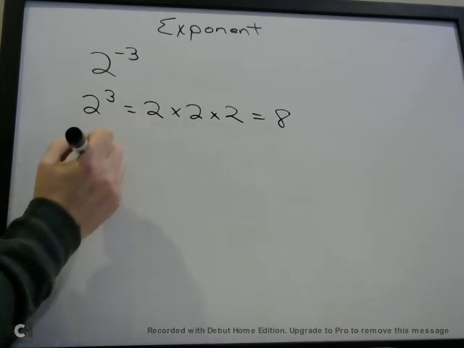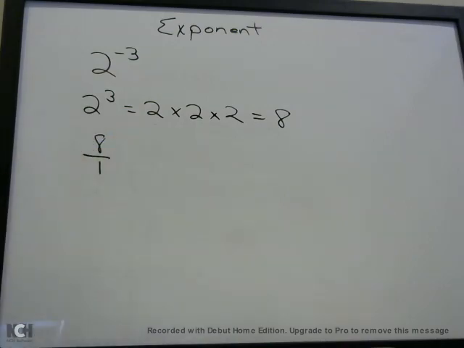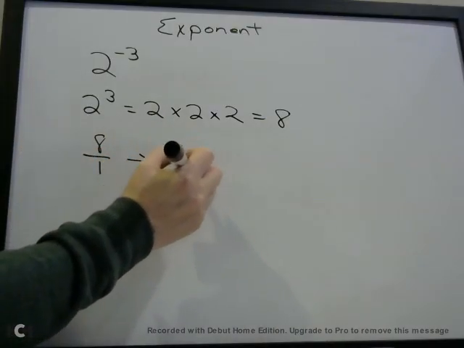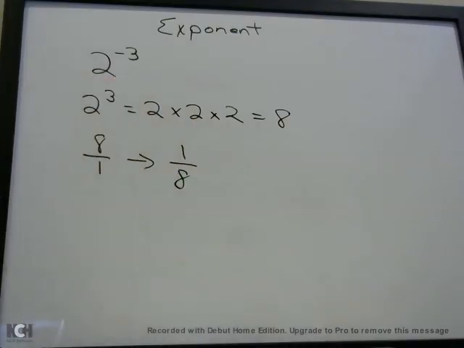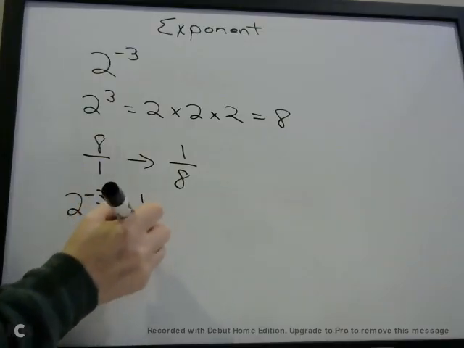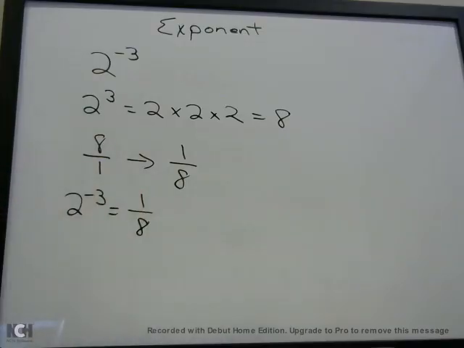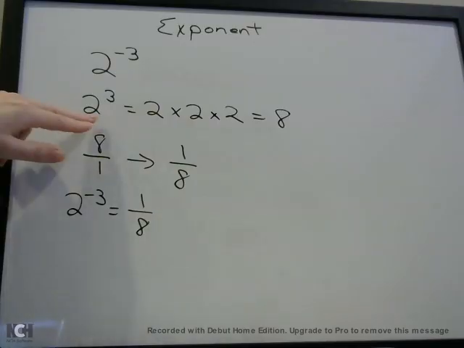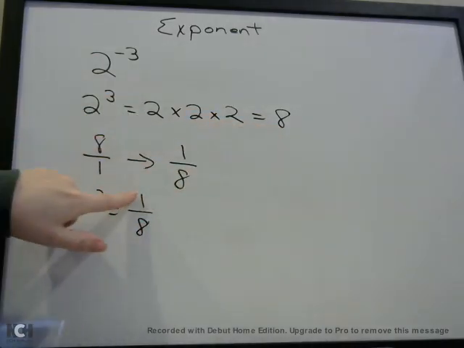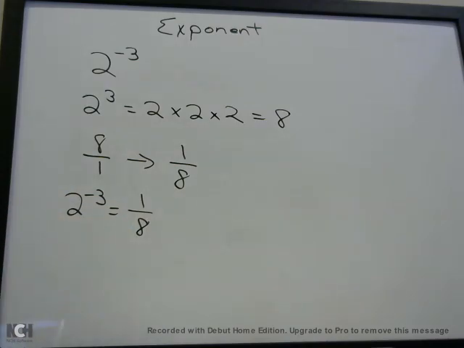So 8 is really 8 over 1. Reciprocal just means you flip it. So 8 over 1. So to get the reciprocal, you flip it, so it's 1 over 8. So 2 to the negative 3 is 1 over 8. But the easiest way that I think you can find that is by just assuming it's positive, find the answer, and then just flipping the fraction, or putting a 1 over that number.